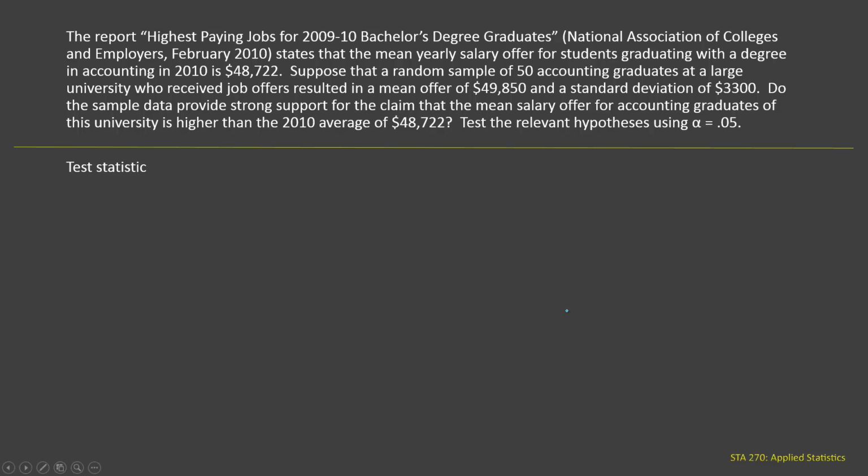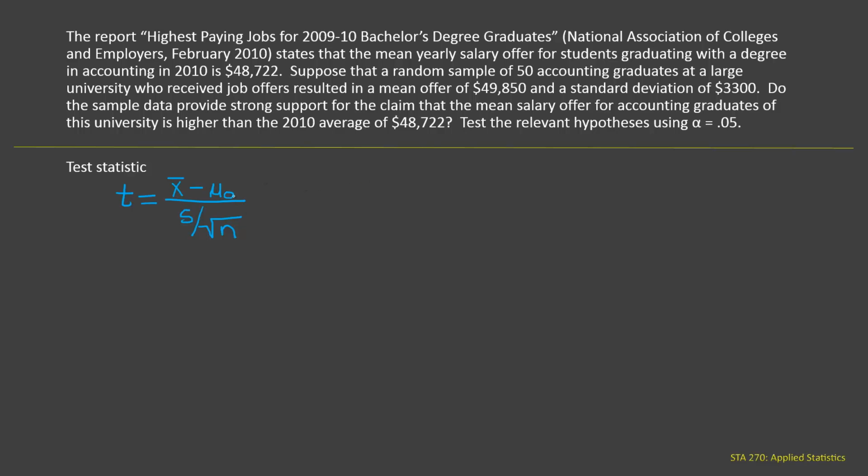So the next thing we want to do is calculate our test statistic. We're doing a t-test, so we have a t-test statistic here. And the test statistic is equal to the statistic, x bar, minus the hypothesized value, mu naught, divided by the standard deviation of your test statistic, x bar here. Well, that's normally sigma divided by square root of n. We don't know the population standard deviation though, so we're going to estimate it with s and then divide it by the square root of n.